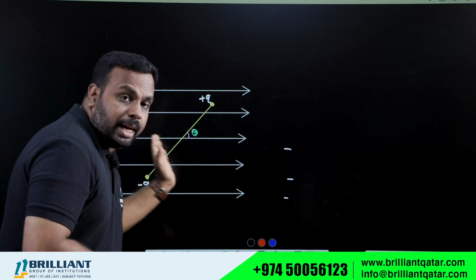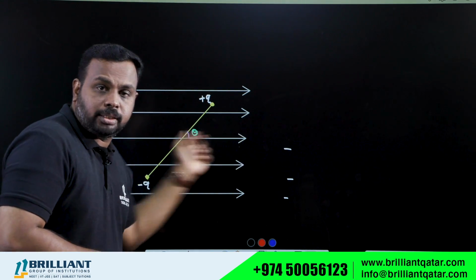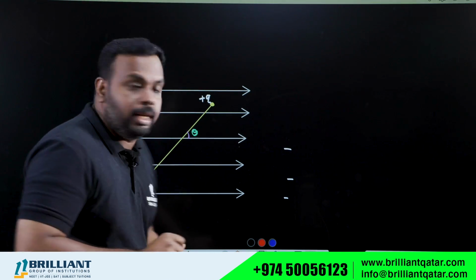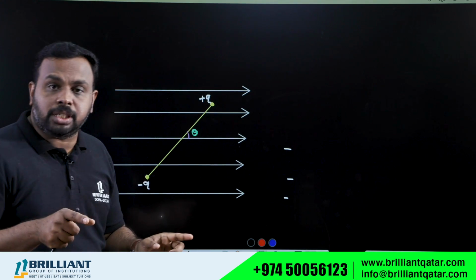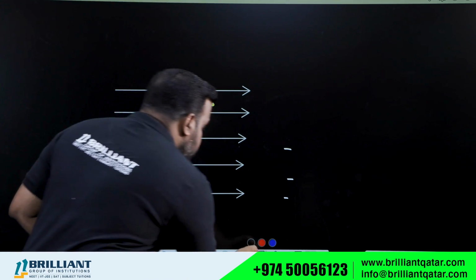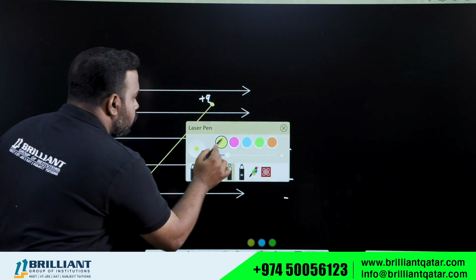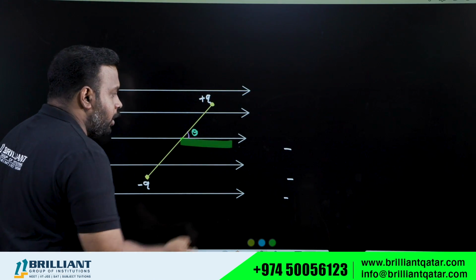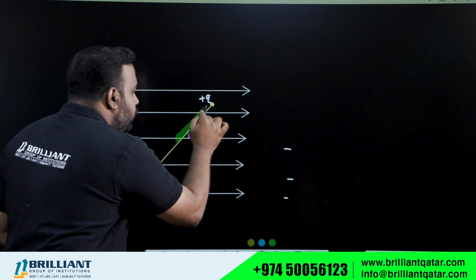Look at this. Direction of electric field is from left to right. Remember, electric field is a vector. Direction of dipole moment is from negative charge to positive charge. So clearly you can see that electric field is directed in this way and dipole moment is directed in this way.